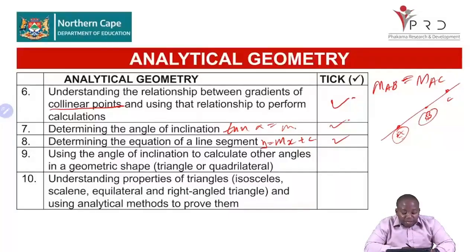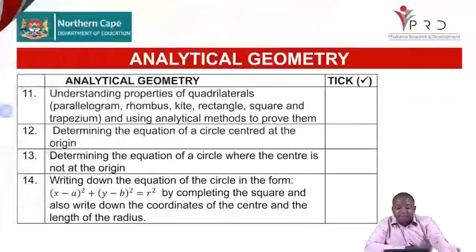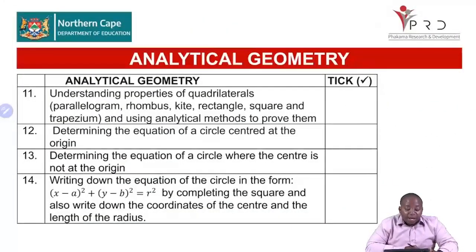You must be able to use the angle of inclination to calculate other angles in a geometric shape, a triangle or a quadrilateral. So we are going to find the angles that we are finding in our quadrilaterals. We must understand the properties of triangles such as scalene, equilateral, right angle triangle, and use analytical methods to prove them. So you must be able to work with triangles and their properties and be able to prove those triangles.